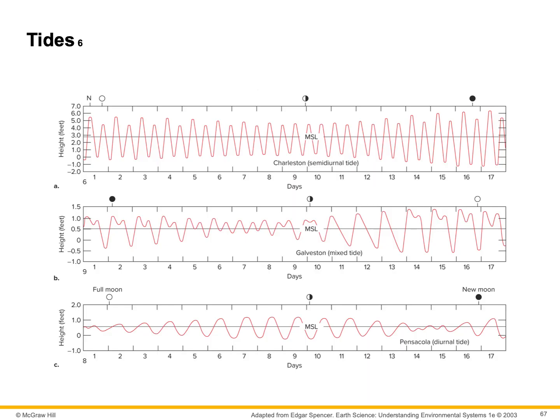These graphs represent the tidal patterns. This one being the semi-diurnal tide. The middle one is the mixed tide. And this one is the diurnal tides. You can see here's a new moon, half moon, full moon. And there's the full, half, new.